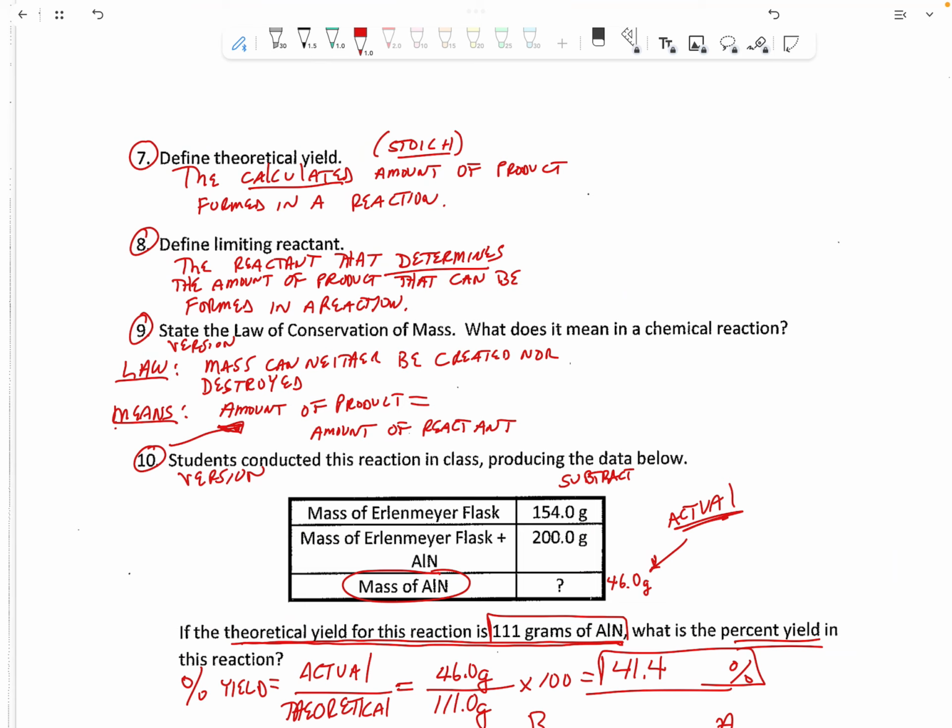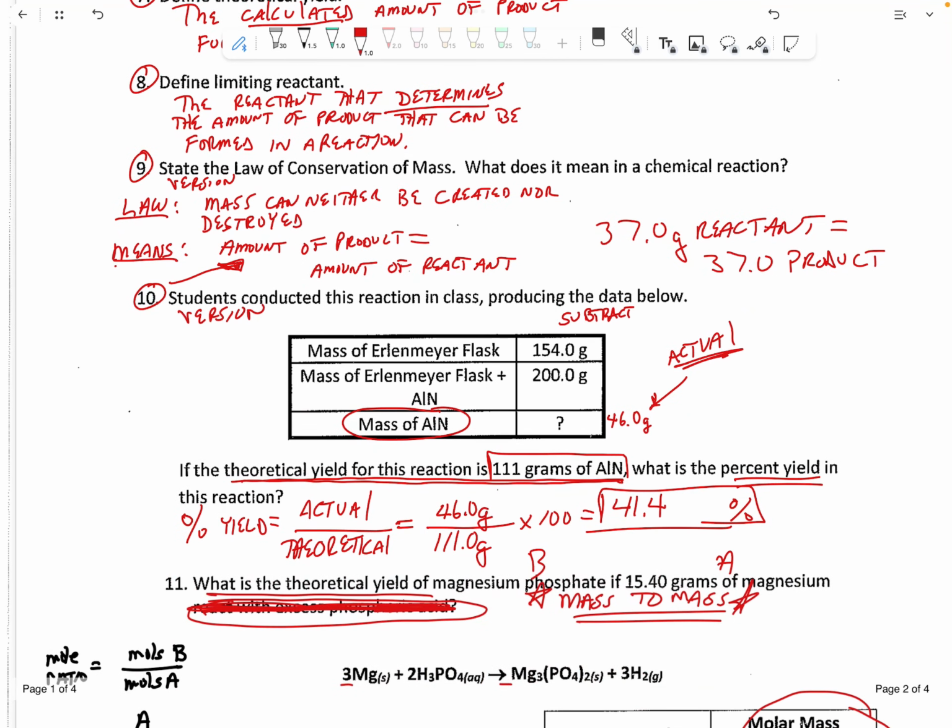Law of conservation of mass, and what does it mean in a chemical reaction? You'll see a version of this tomorrow. The law says mass can neither be created nor destroyed. And what does that mean? It means that the amount of product and the amount of reactant will be the same. If you have 37 grams of reactant, that means you should have 37 grams of product. Law of conservation of mass.